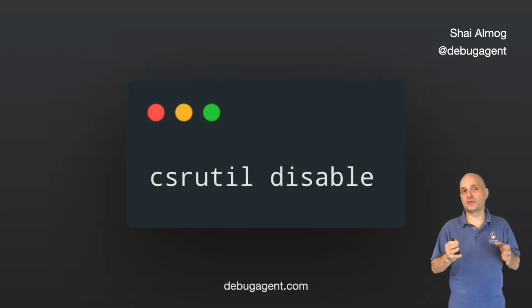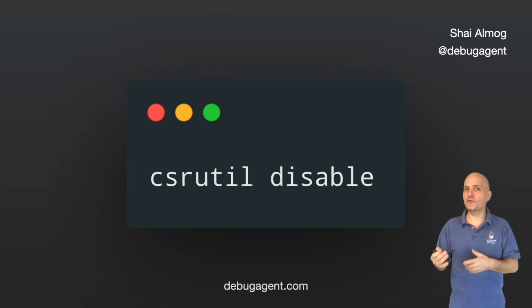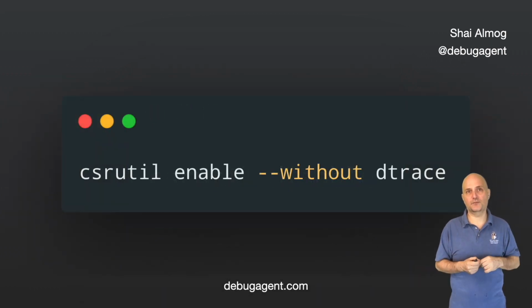To disable the system integrity protection, we can boot to recovery mode. You can do this on Intel Macs by holding the Command R keys on boot. On an ARM Mac, we just long press the power button. Then in recovery mode terminal, we issue the command csrutil disable. Upon reboot, dtrace should work as expected.